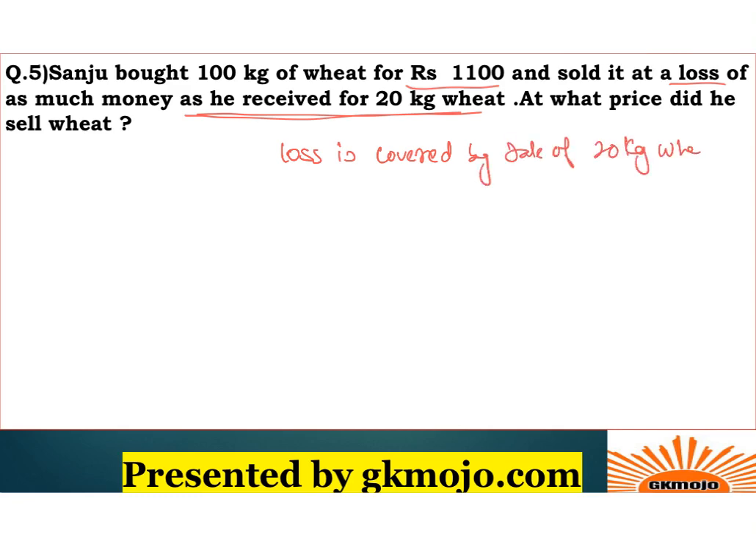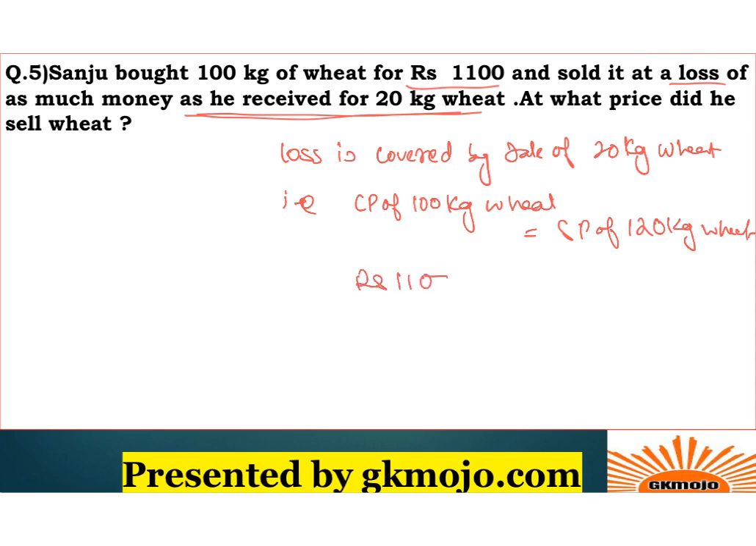You need not write this. I'm writing this so that you understand. That is, CP of 100 kg wheat is equal to SP of 120 kg wheat. Understand this. It's a very deep concept. All right. So hence rupees 1100, he must have sold 120 kg of wheat. Divide this by 120. You will get this as 9.166. Right. This is the per kg price of wheat at which he sold it.